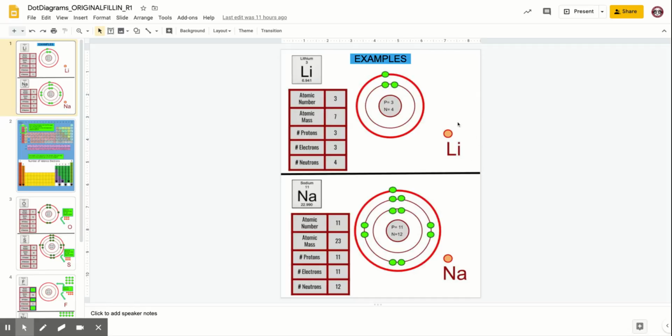And a dot diagram is a more simplified version to show us the valence electrons, because that's what we're really focusing on, those outermost electrons. Those are called the valence. These are supposed to show us how many valence electrons something has. It's really a shorthand way to do it instead of drawing something like this.